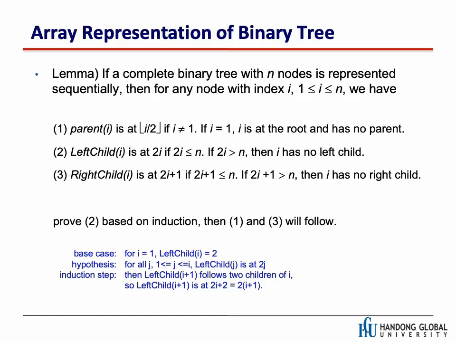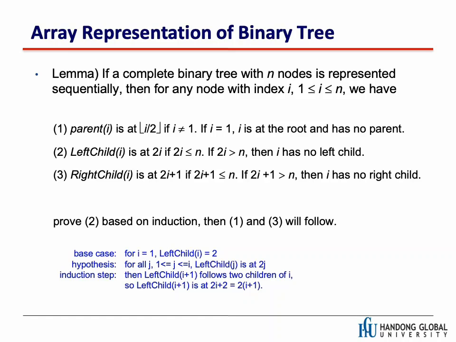First, the parent of i is at floor of i divided by 2. This is a floor operation. When i is 2, it is 1. When i is 3, it will be 1.5, and the floor of 1 point something will be 1. This holds only when i is not 1. If i is 1, it is the root node and has no parent, so we don't care about that.